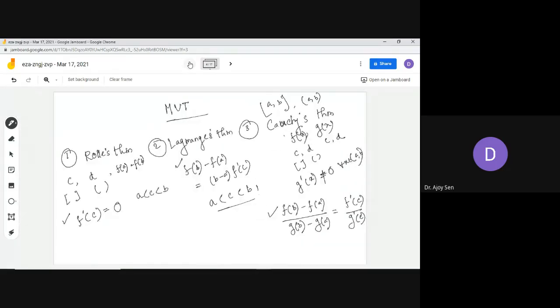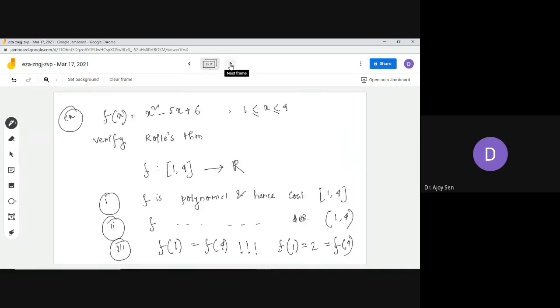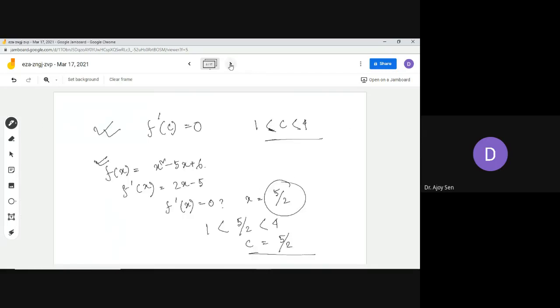This Lagrange's and Cauchy's, these two MVTs, their proofs are needed. The proof of Rolle's theorem is not there in your syllabus. You just need the statement to come in your exam. So you have to write the statement, and these verification things will be there. These are the common examples.